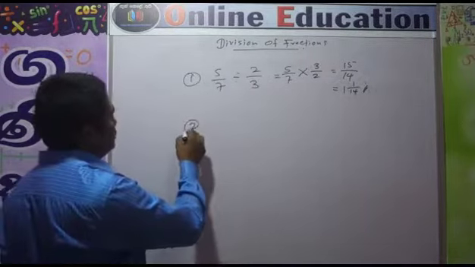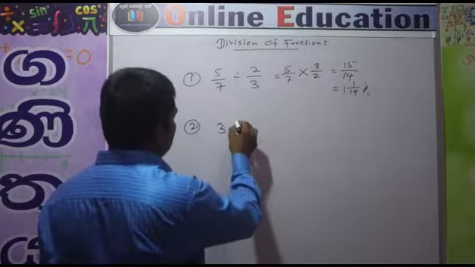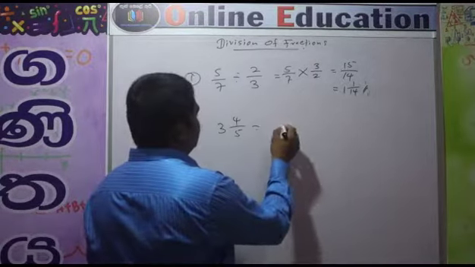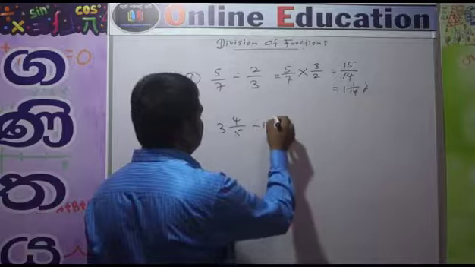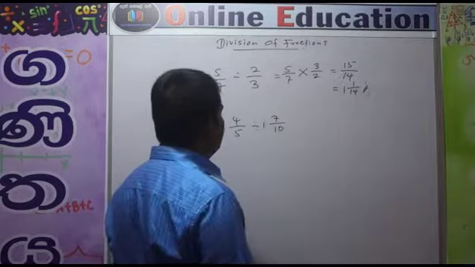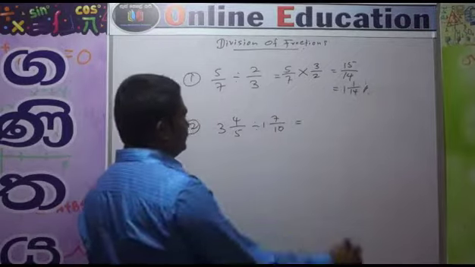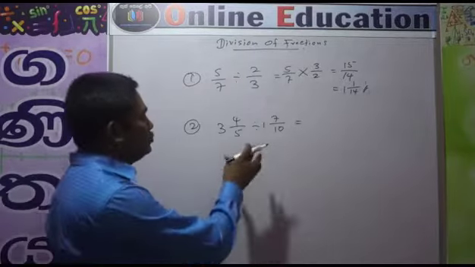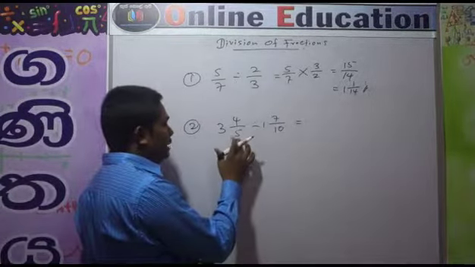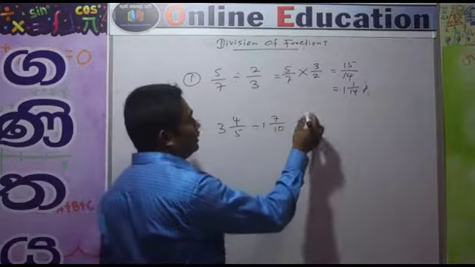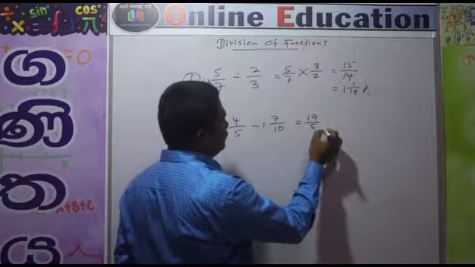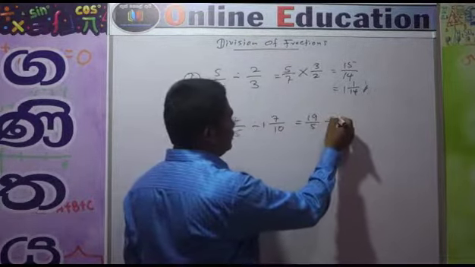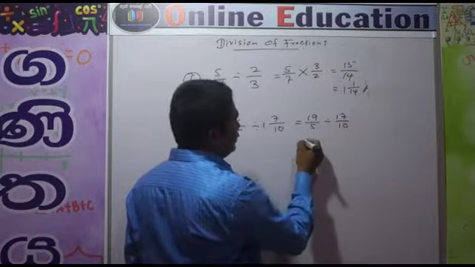Right, second question. We'll see. Right, what have they given? They have given mixed fractions. As we discussed, if they have given mixed fractions, we need to convert them to improper fractions. We can do that. 5 into 3, 15, 15 plus 4, 19 over 5. Here 10 into 1, 10, 10 plus 7, 17. 17 over 10. Next one.